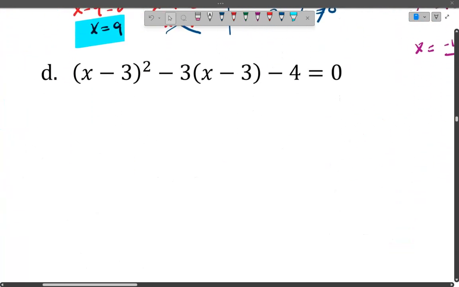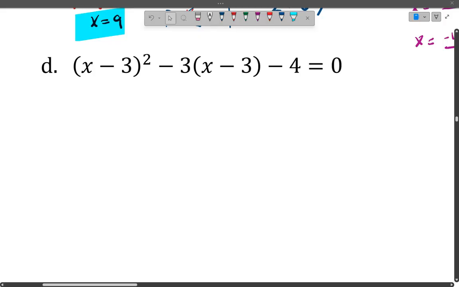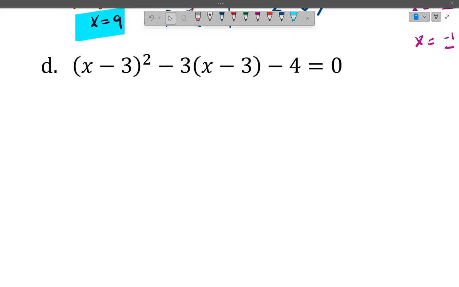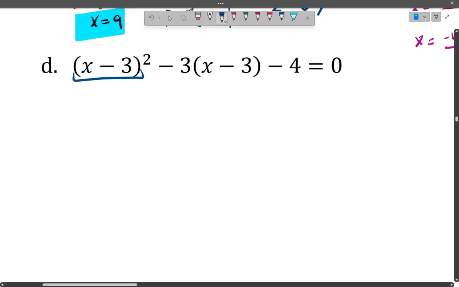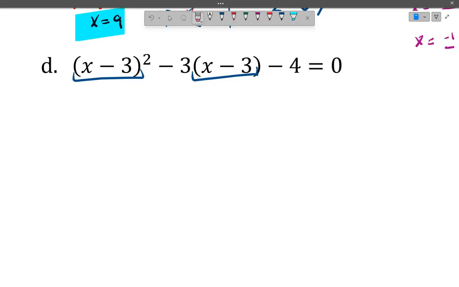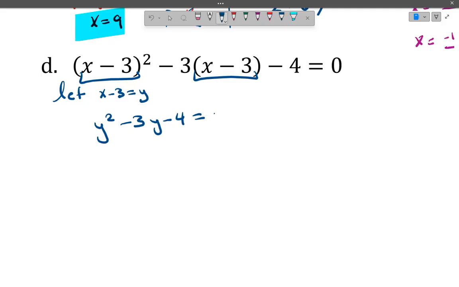Here we have a longer polynomial, and you might be tempted to expand this out, but again, notice that we have a structure here that again is quadratic in its nature. We have something squared minus something not squared, and then a constant without that term. So we can use our method of substitution. Let's let x minus 3 equal some other variable like y. And we can substitute y in for the expression x minus 3. So we have y squared minus 3y minus 4 equals 0.